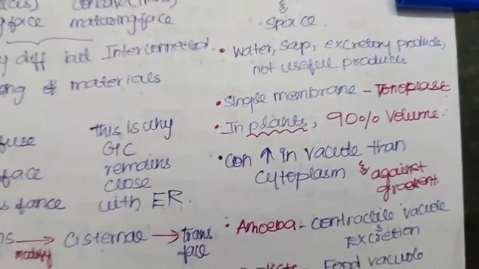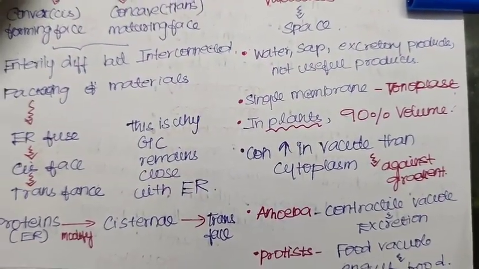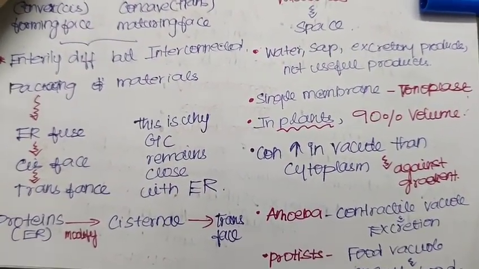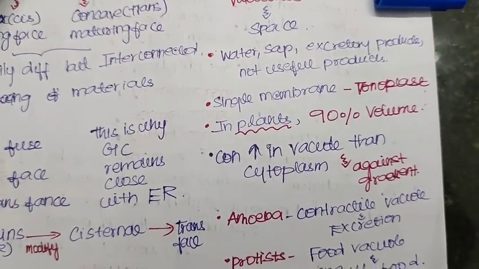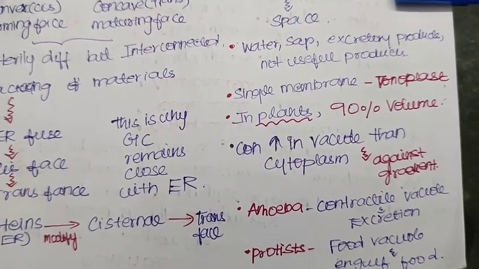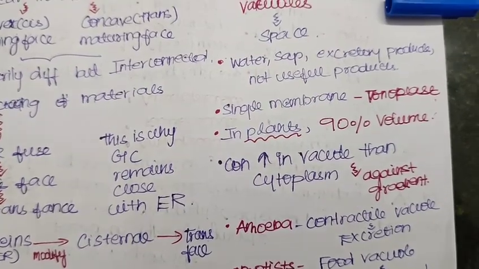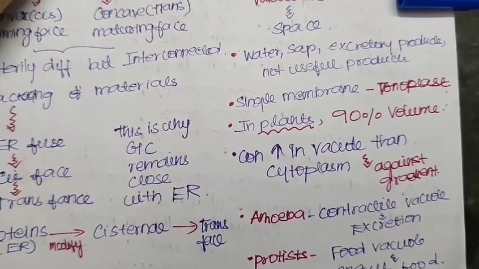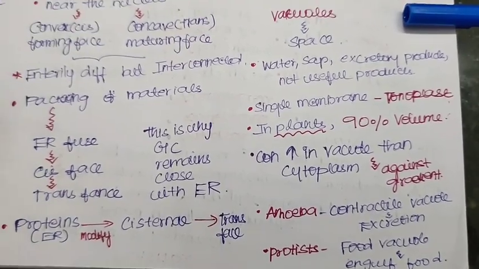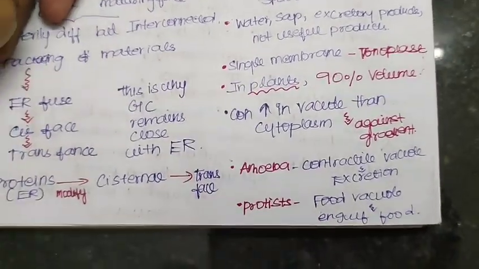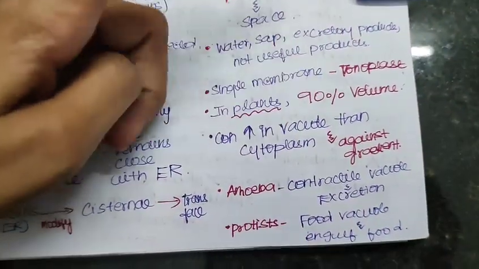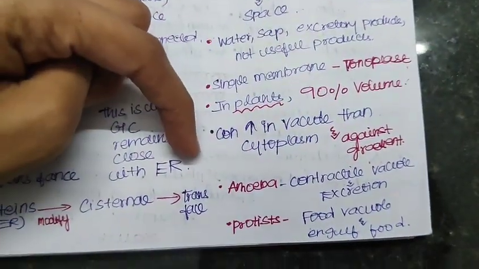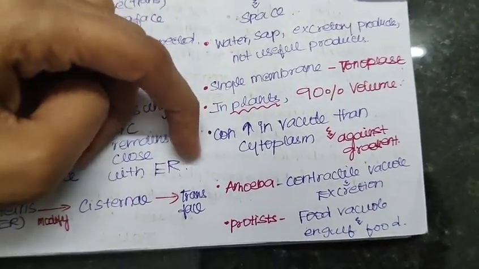Now the concentration in the vacuole is higher than in the cytoplasm. It's because in the vacuole there are transport facilities, and transport is against the gradient. What is against the gradient? It means it moves from low to higher concentration, that is against the gradient. That's why the concentration in the vacuole is more than in the cytoplasm.